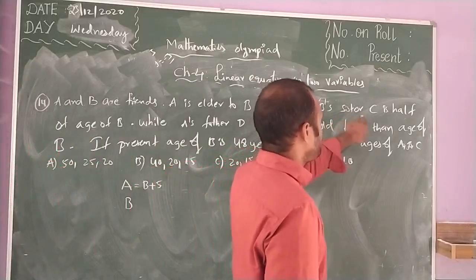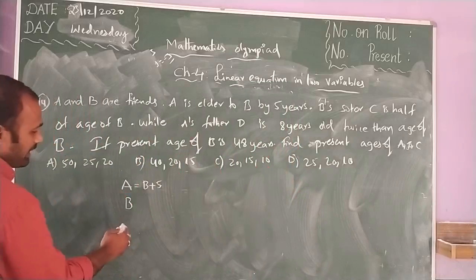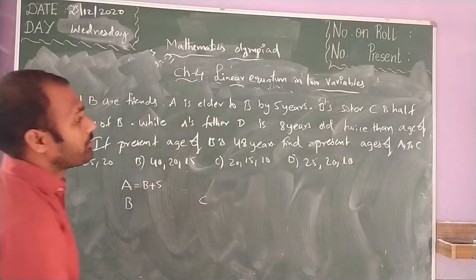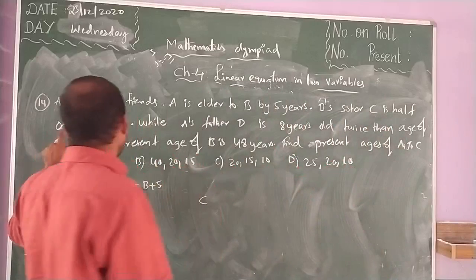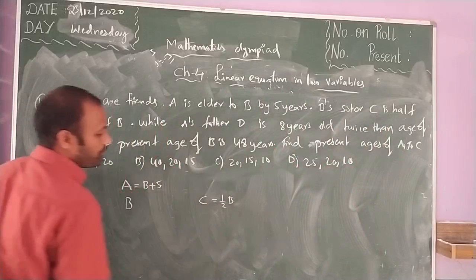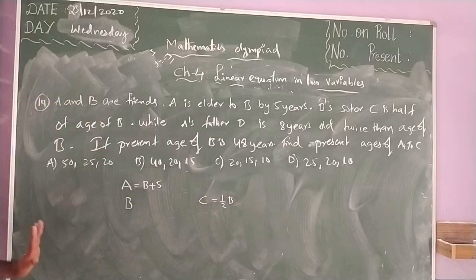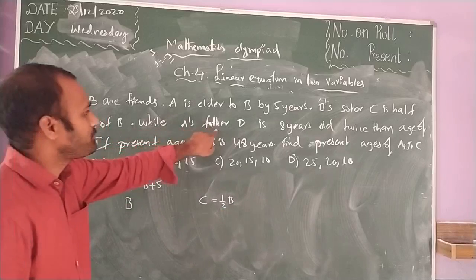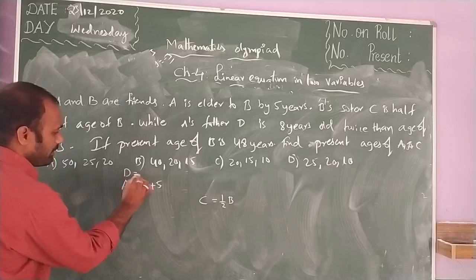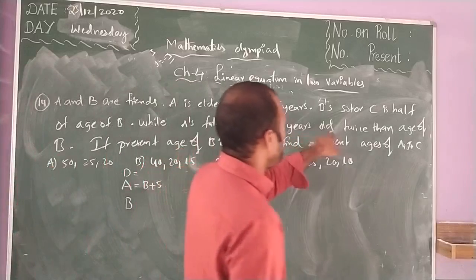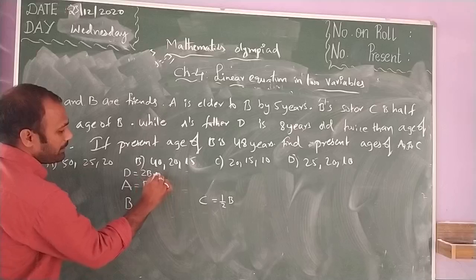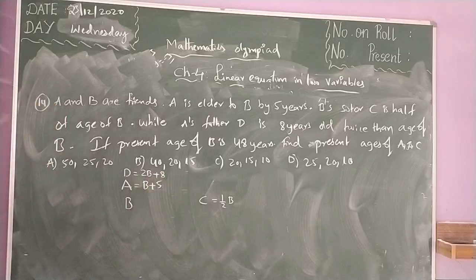Next, B's sister is 6. So B is having one sister C. So let us put in the same line for brother and sister. B's sister C is half of the age of B. Means whatever B's age is, that half will be C. While A's father D. So A is having the father D. So let us write on the top D, is 8 years older and twice the age of B. Twice the age of B means 2 times B plus 8.